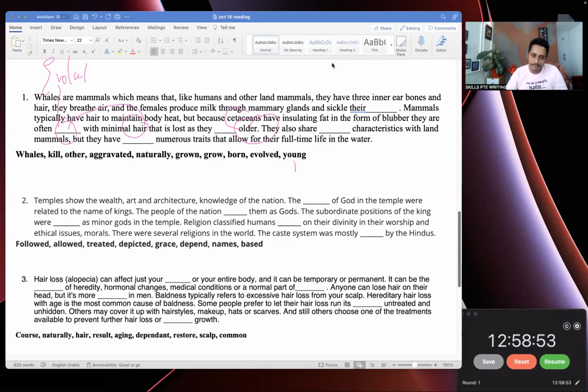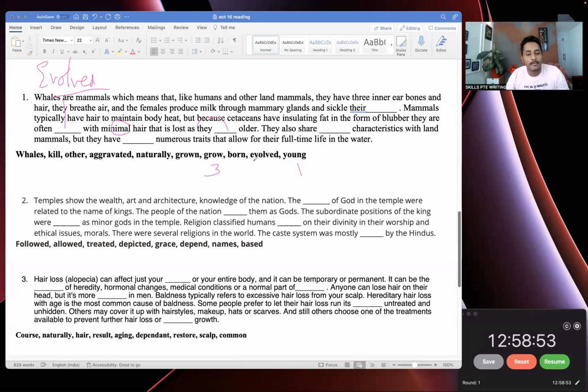Evolved, sorry. Evolved means it is developed gradually or slowly over the years, over the centuries. Yeah. Here they're evolved with minimal hair that is lost as they grow older. No, Krishna. Okay, even if it is evolved, we'll continue now. As they grow older is the third one. Young is the first one. Second one, we leave it empty.